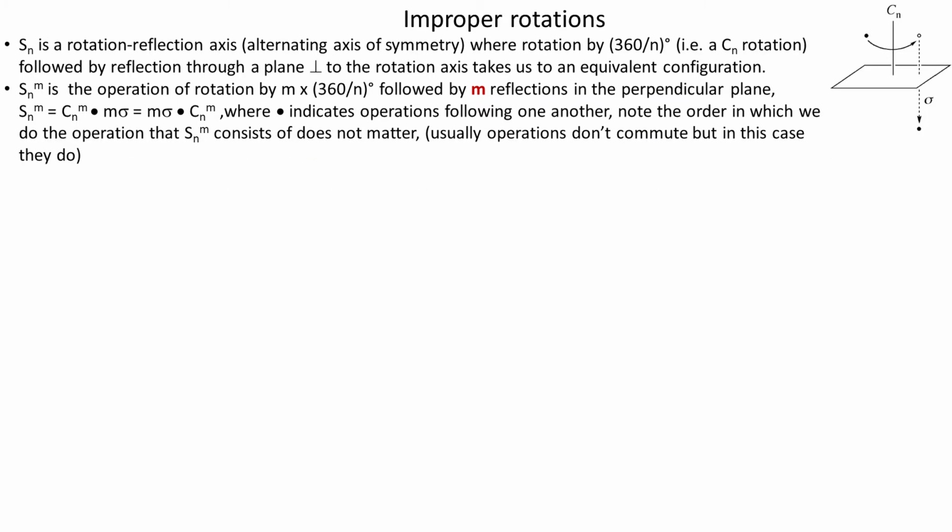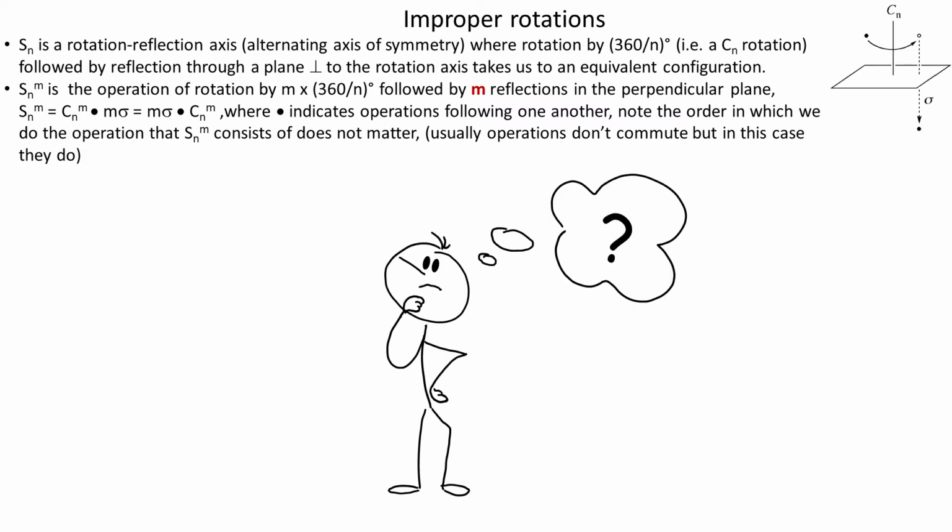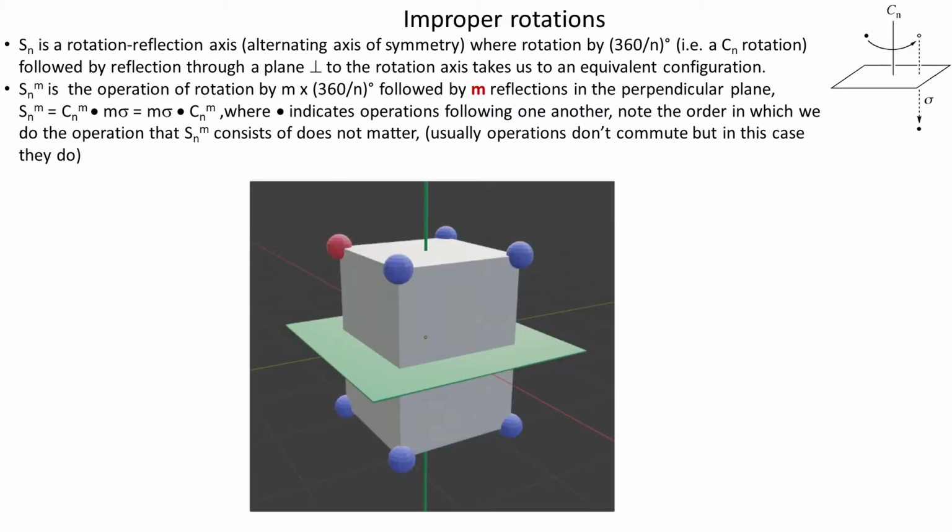We have already said that the rotation-reflection axis generates multiple operations. Let's think how many operations it can generate. In other words, after how many operations we return to the initial configuration. Let's look at the rectangular prism. It is obvious that after 4 90 degree rotations and 4 reflections, we come back to the starting configuration.